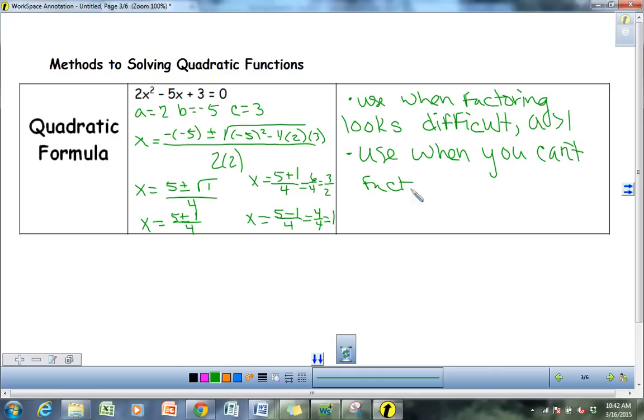Alright. Another big thing to remember is that the equation must be equal to 0. So if it's not equal to 0, you have to move things to one side. Equation must be equal to 0.